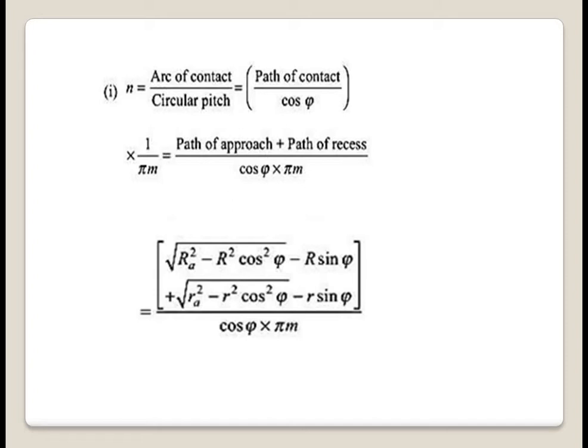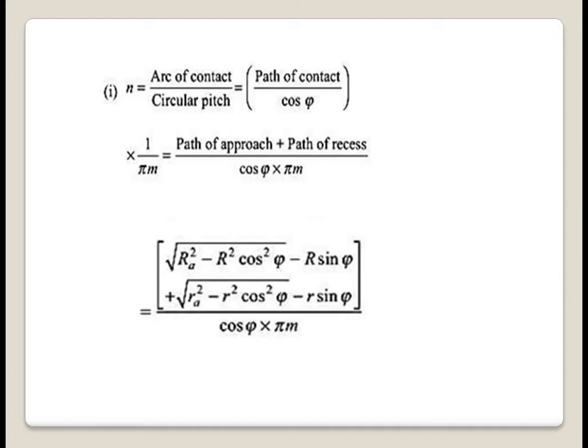So put the values. We have the values of capital RA, capital R, phi, small RA and small r. Again we have the value of pi, which is the constant 3.142. Again we have the value of module, which is 8 mm. Put all these values into this formula.